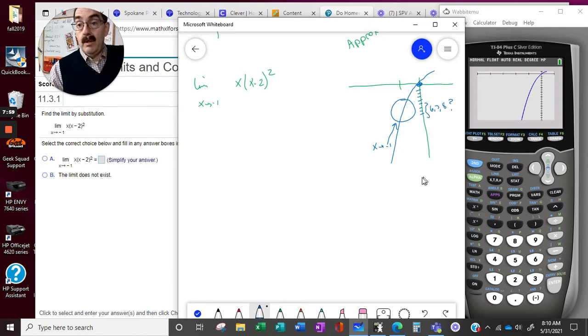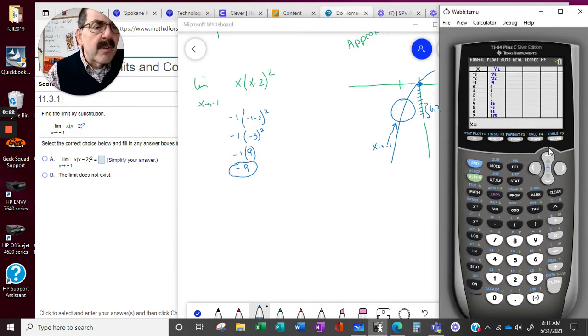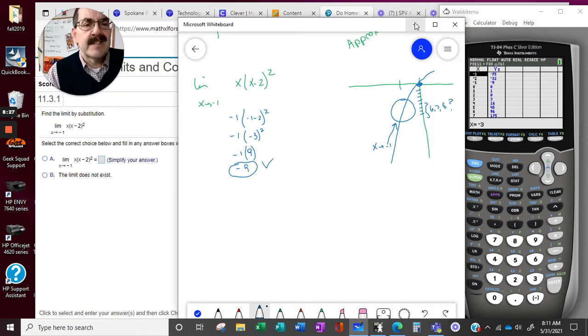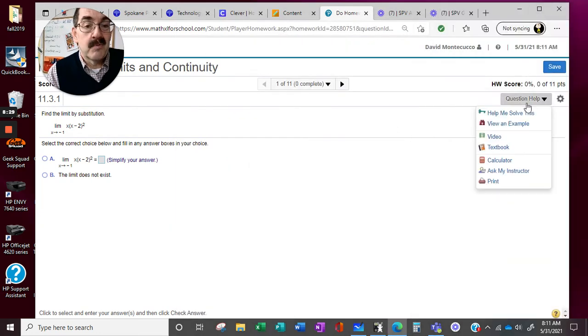Well, all we're going to do when we do this is plug it in. So negative 1, negative 1 minus 2 squared. Negative 1 minus 3 squared. Negative 1 minus, a minus is a 9. Negative 9. Go to the table at negative 1, yeah, negative 9. Boom.